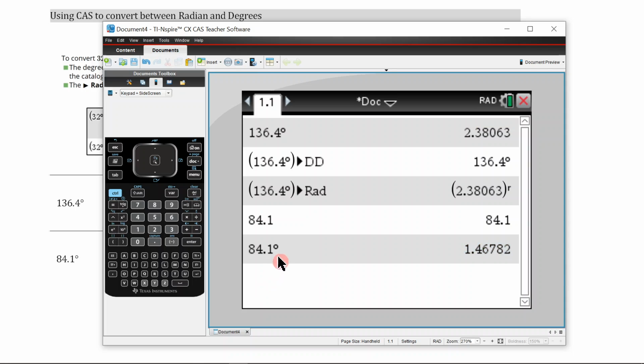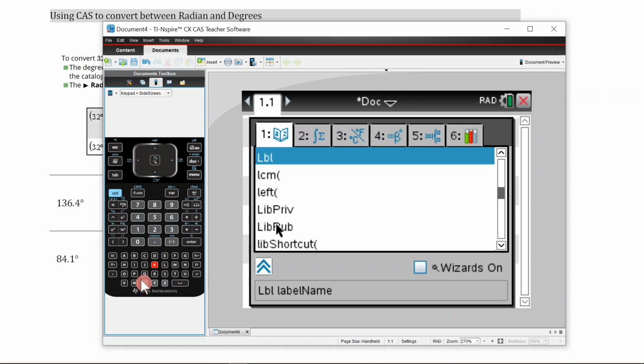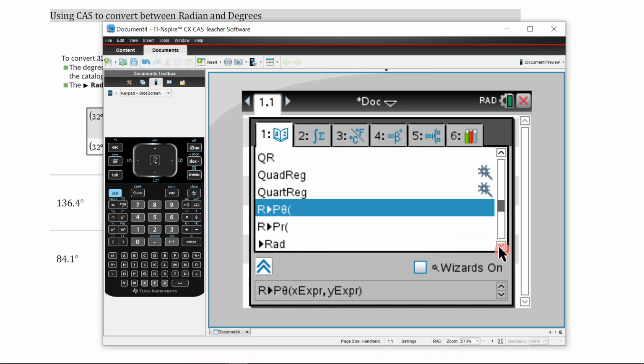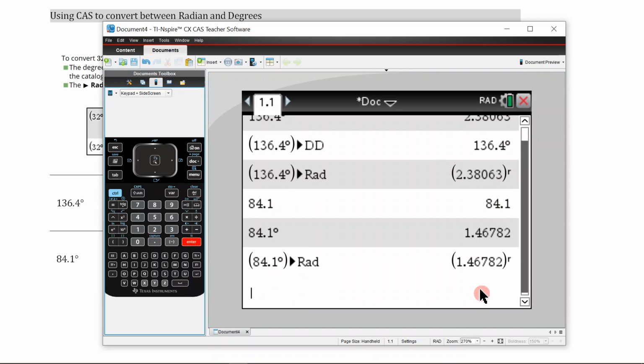The long way to do it is you have to hit the book. It's already here, but let's just say we were somewhere else. You have to type in the letter that you're after, so in this case, R. It takes you to R. You need to scroll down a bit. You go to rad for radian. You hit enter. You hit enter again, and it gives you your answer out.